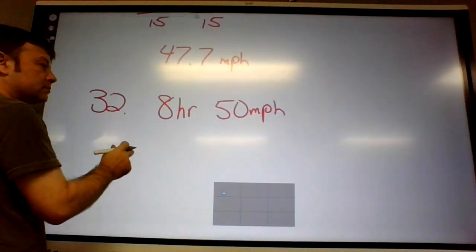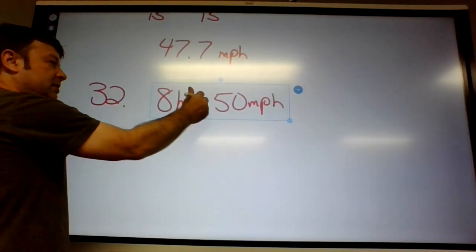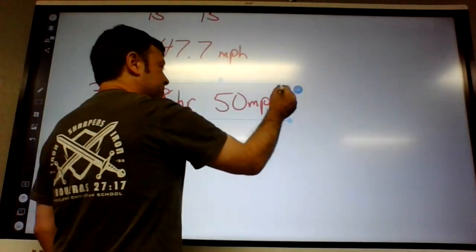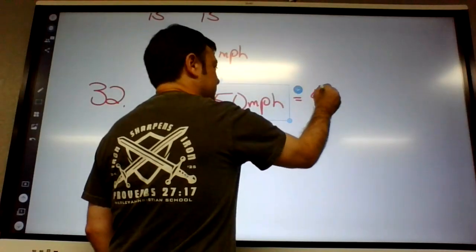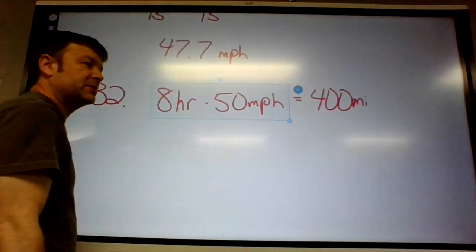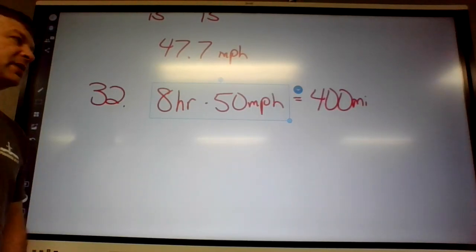50 miles. They drove for 8 hours, going 50 miles an hour. 8 hours is your time, and 50 is your rate. Rate times time equals 400 miles. Okay, that's not the answer. We just need to know that.